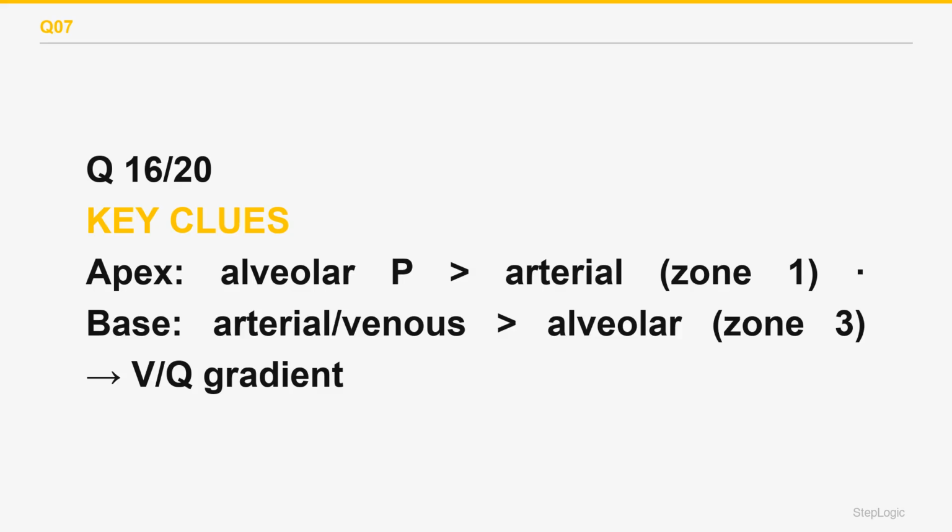Alveolar pressure is high relative to the low arterial pressure, so the capillaries are compressed and blood flow is low. Ventilation is also somewhat reduced at the apex, but flow is reduced more. Since the V/Q ratio is ventilation divided by perfusion, and perfusion drops more than ventilation, the apex has a high V/Q ratio approaching 3. At the base, zone 3, both arterial and venous pressures exceed alveolar pressure, capillaries stay open, and blood flow is high, so perfusion exceeds ventilation and the V/Q ratio is low, around 0.6.